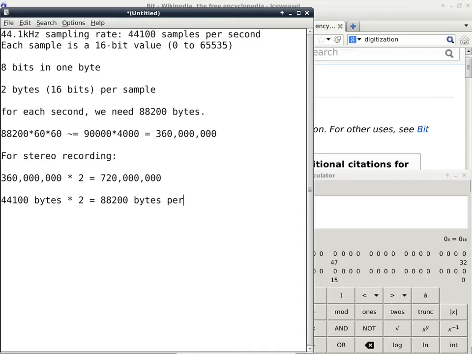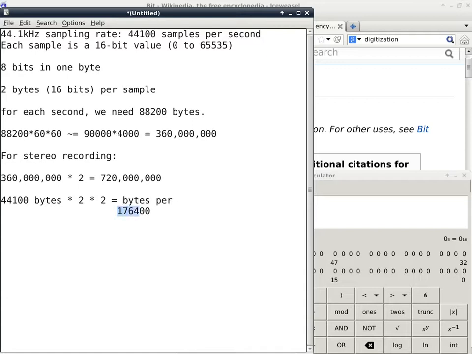Oh wait. The first times 2 has to do with 2 bytes per sample, because it's a 16-bit sample, so you need 2 bytes per one sample. The second one is for stereo. So we have to double this number by 2, which is, oh man, I cannot do the multiplication. 176,400.